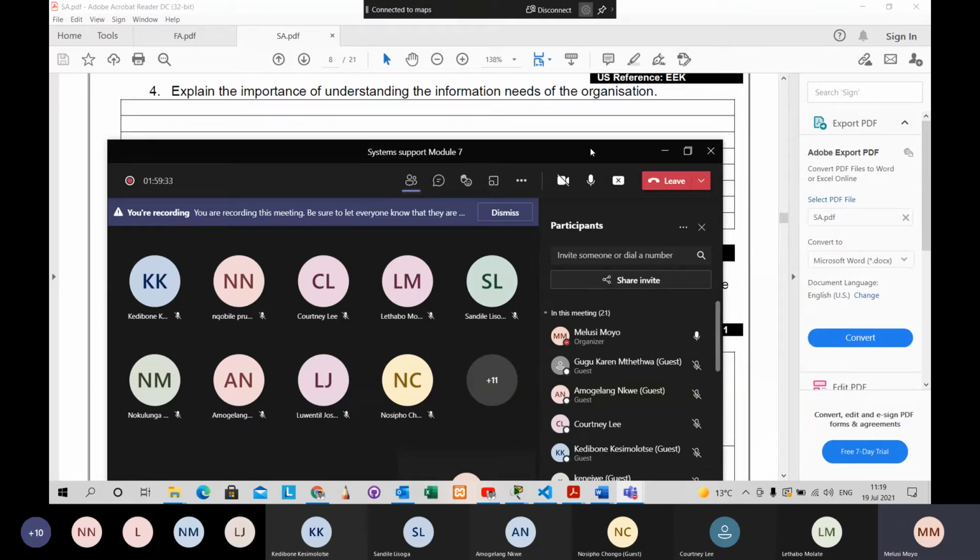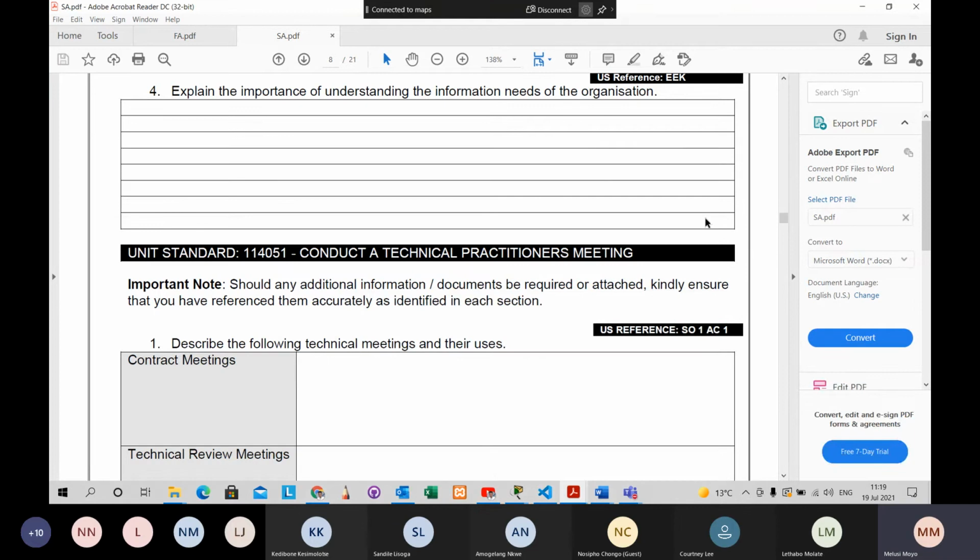Okay, let me quickly go through this. That's number 4, right? Let me move to unit standard 114051, conduct a technical practitioners meeting. All right, let's see this.